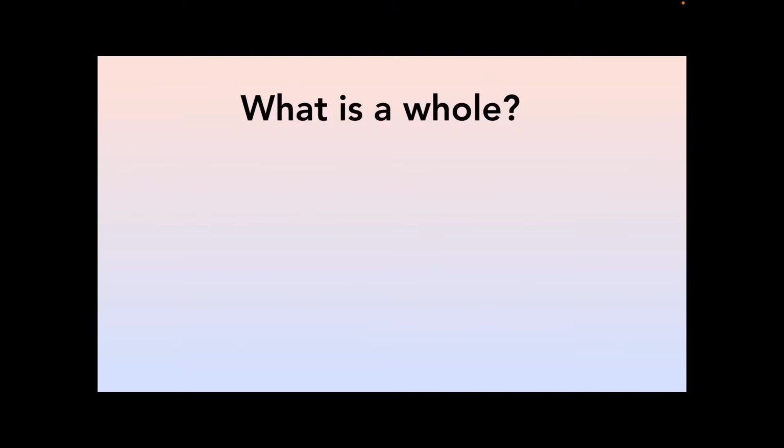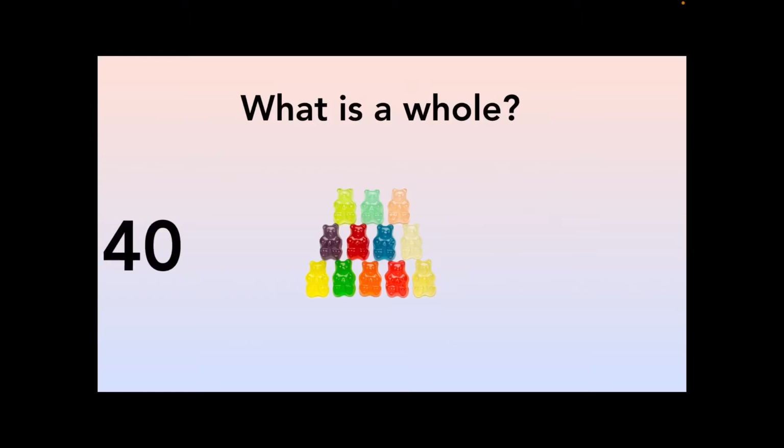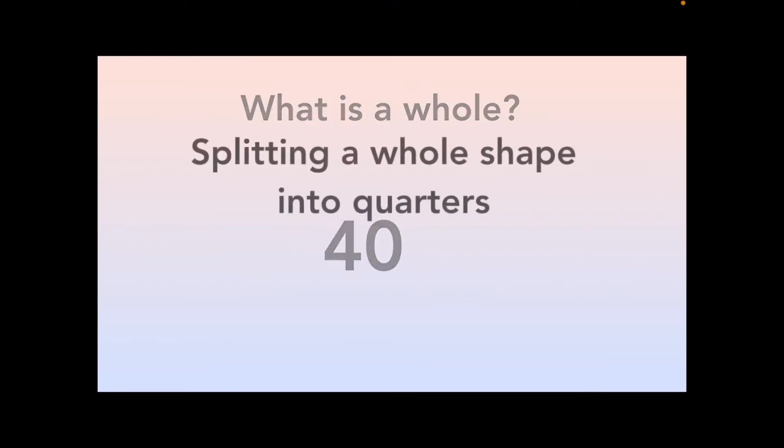So we're going to have a quick review about what a whole is. So what is a whole? A whole can be a few different things. So a whole can be a shape. A whole can be a group. And a whole can also be a number.